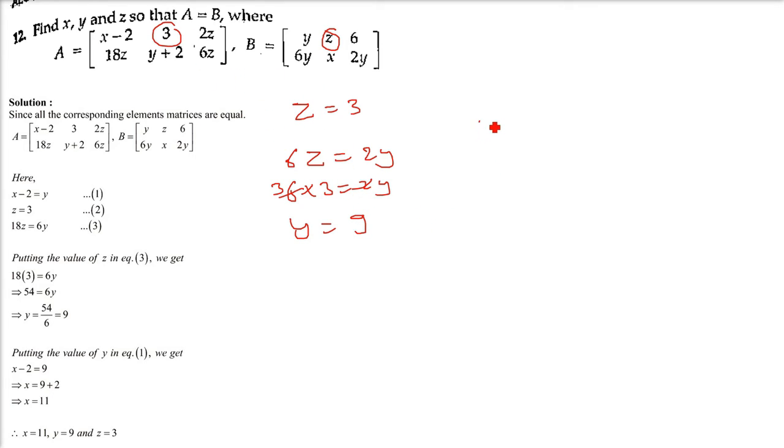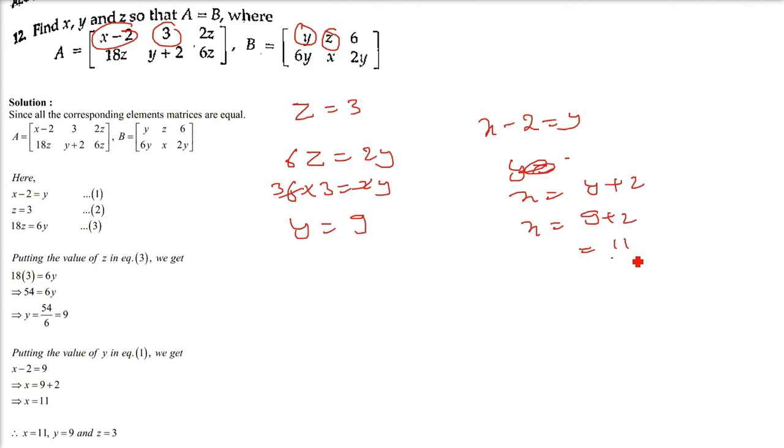Now use this y to get some other value. We have x minus 2 equals y. We already have y as 9. So this will be x equals y plus 2. That is going to be 9 plus 2, 11. So this is y plus 2 and y is already 9. So 9 plus 2 is 11. So this is all the three values.